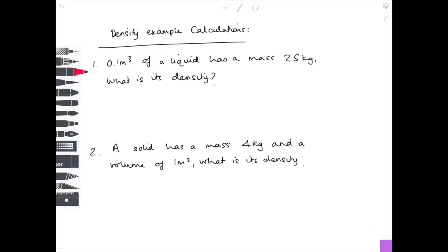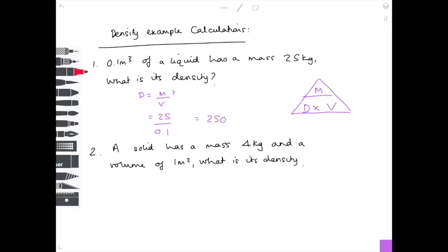Let's look at a couple of density example calculations. So question one, 0.1 meters cubed of a liquid has a mass of 25 kilograms. What is its density? So we need to use this formula triangle. I use drunk men vomit to help me remember the order. Obviously that's disgusting, but one of my tutees taught it to me and it's pretty helpful. So we can see from it that density is given by mass over volume. The mass has been given as 25, the volume is 0.1, so our final answer here is 250.